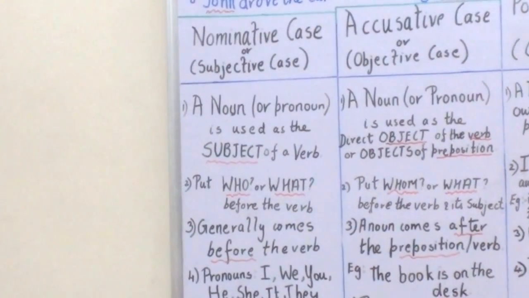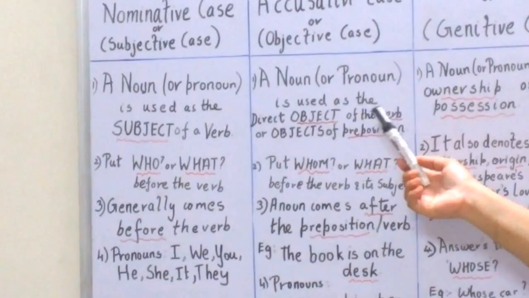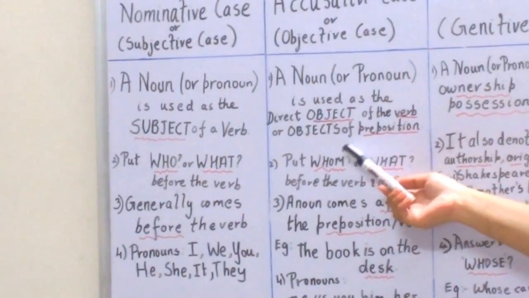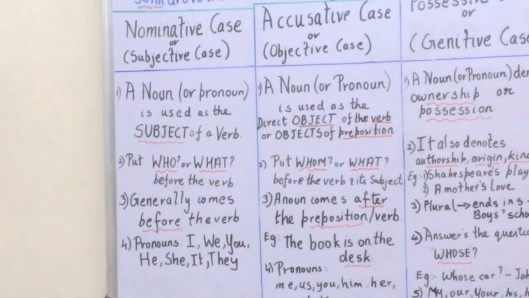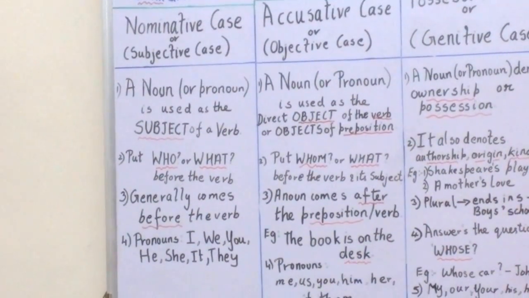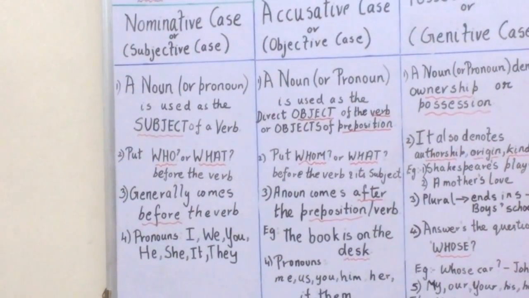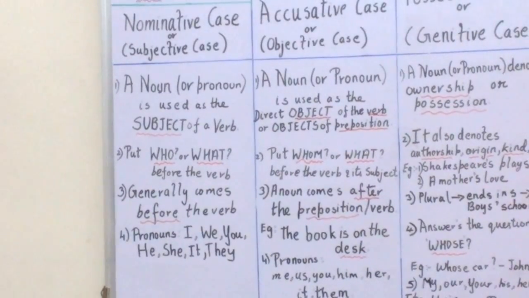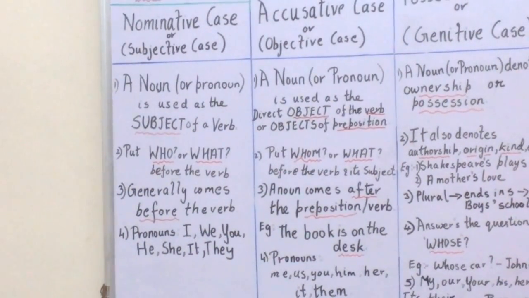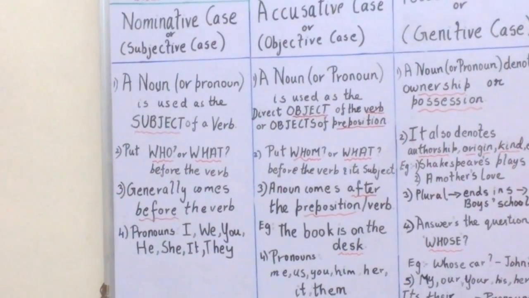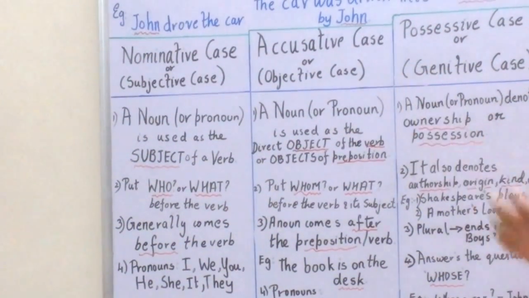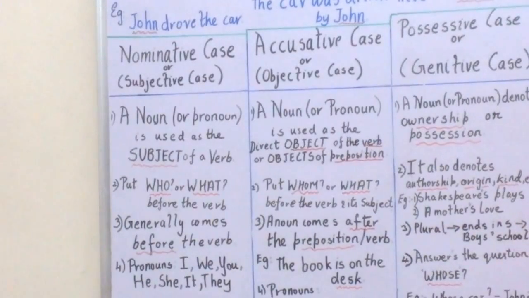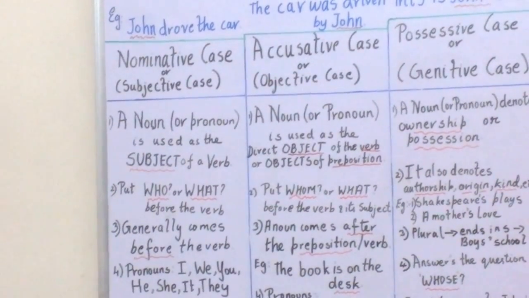Now let us study the accusative case. A noun or a pronoun is used as a direct object of the verb or the object of a preposition. And what do you mean by object of the verb? Object of the verb is a noun or a pronoun which gives meaning to a subject or the verb. And it is not a simple subject, it is always a part of the predicate.